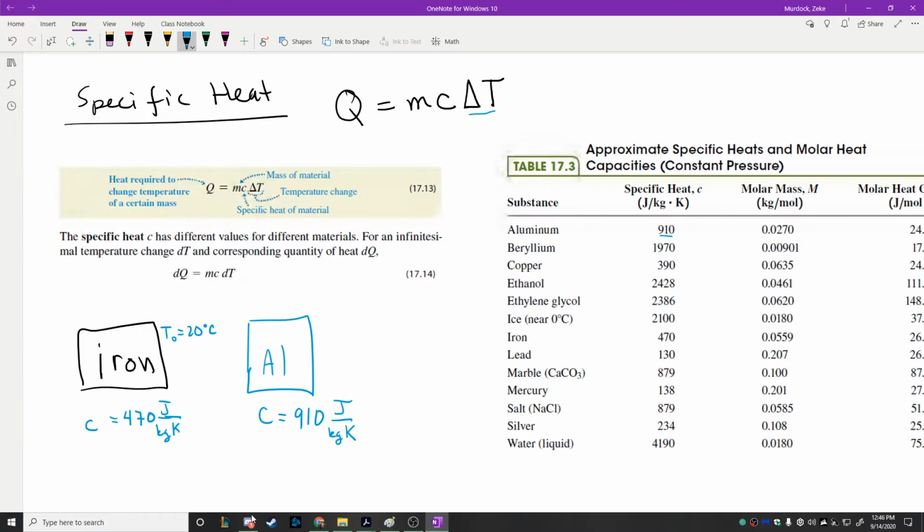So let's say that I add, I don't know, 1,000 joules of heat to this right here. That's not enough probably, right? Let's say that I add 10,000 joules of heat to this guy right here. And we do the same thing to this guy right here. Which one of them is going to be hotter? The iron. Why do you say that?